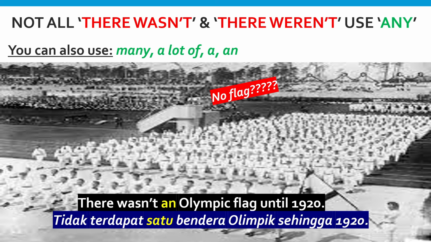Now why is it the article "an"? "An" and "a" mean the same. It's just that the article "an" is used together with any objects that start with the vowel sound of A, E, I, O, or U. Just remember that. And since Olympic starts with the vowel sound of O, therefore we use "an" as the article. So how many Olympic flags are there? There is only one mentioned here because there is no S at the back of the word flag. Therefore we use "there wasn't".